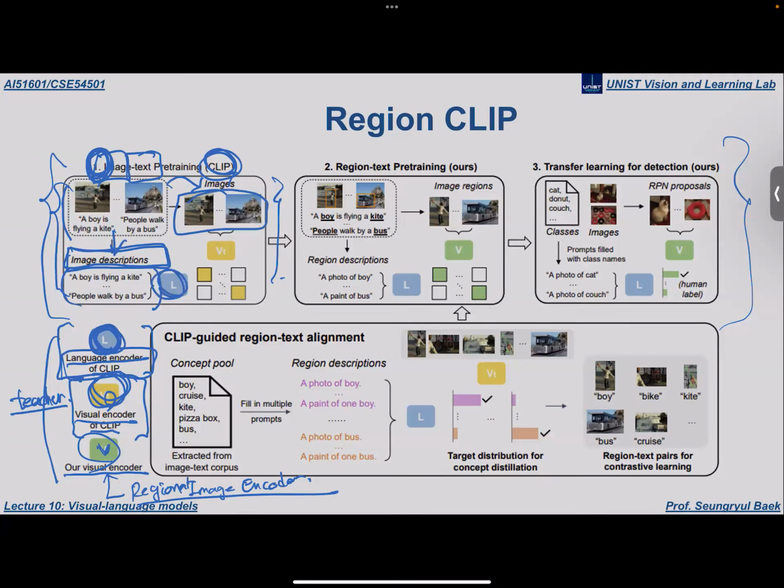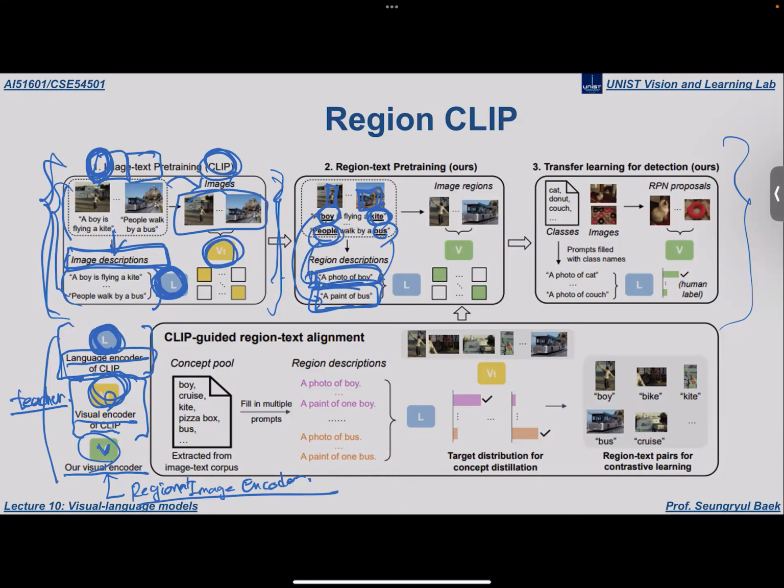Anyway, they align the text encoder and the image encoder. They secure this CLIP image encoder and CLIP text encoder. And then, for some of the descriptions, they extract this type of description for the nouns. So for example, here there is a boy, and here there is a boss. So from the descriptions, you have to extract some regional descriptions.